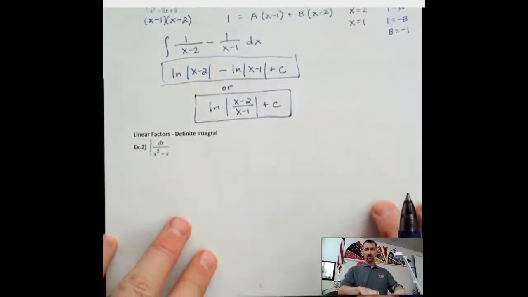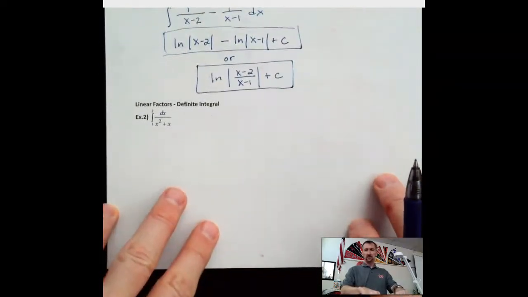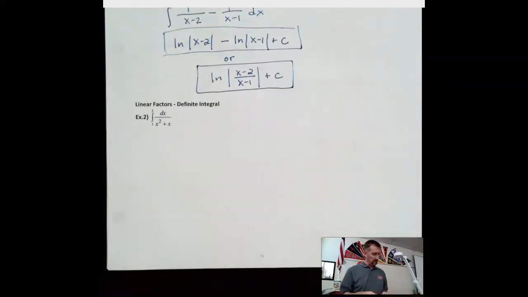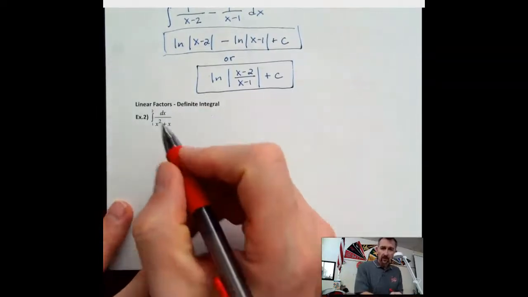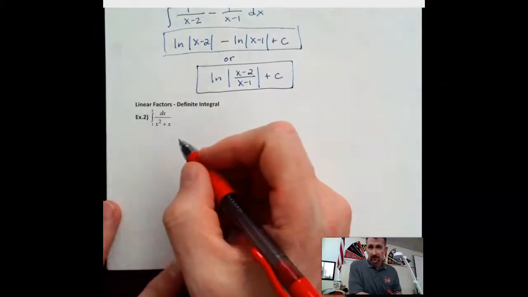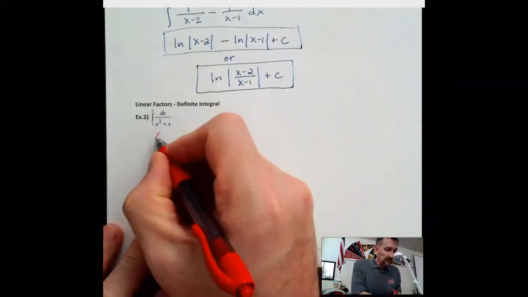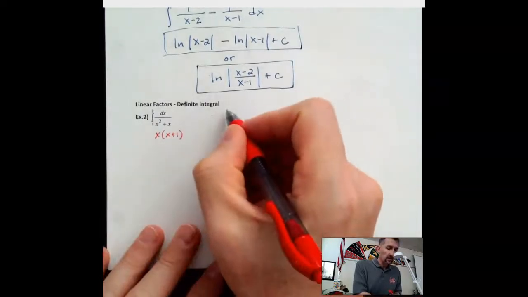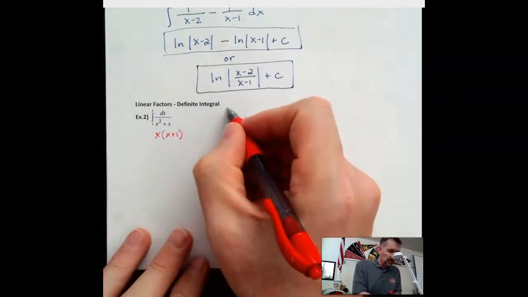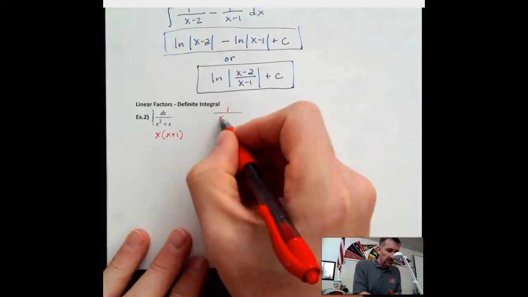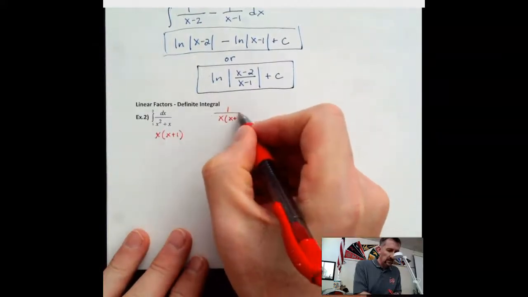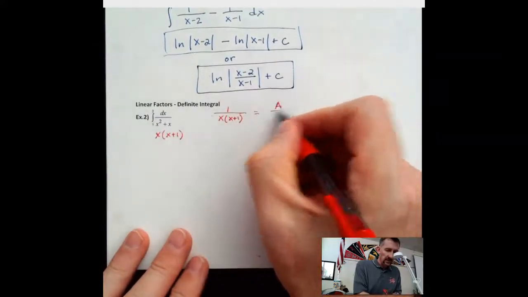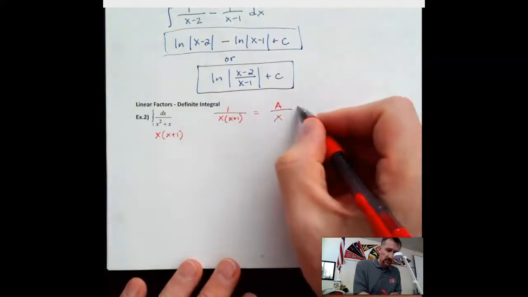Although it's a definite integral, so there's a little bit of a difference, but at least the beginning part of it ought to be the same. So I'm going to continue because you're supposed to be paused. So x times x plus 1. So that's going to be 1 over x times x plus 1 equals a over x.